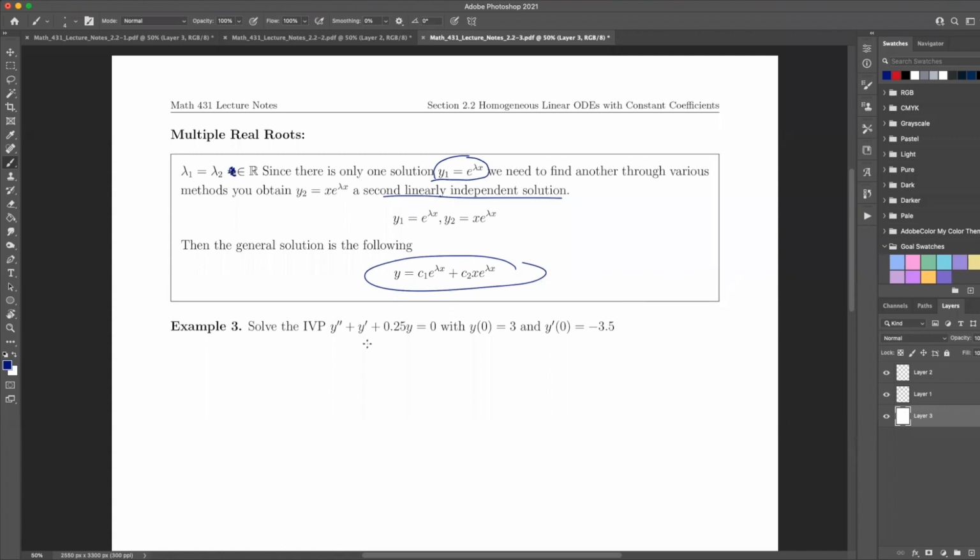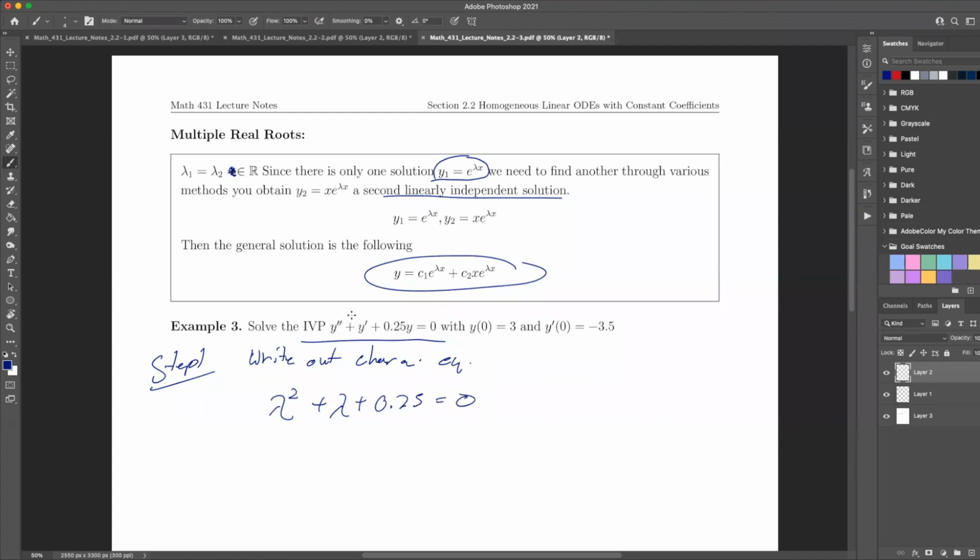All right, so here, let's just solve this initial value problem. So step 1, just write out the characteristic equation. In this case, it'll be lambda squared plus lambda plus 0.25 is equal to 0. You just write out the characteristic equation.